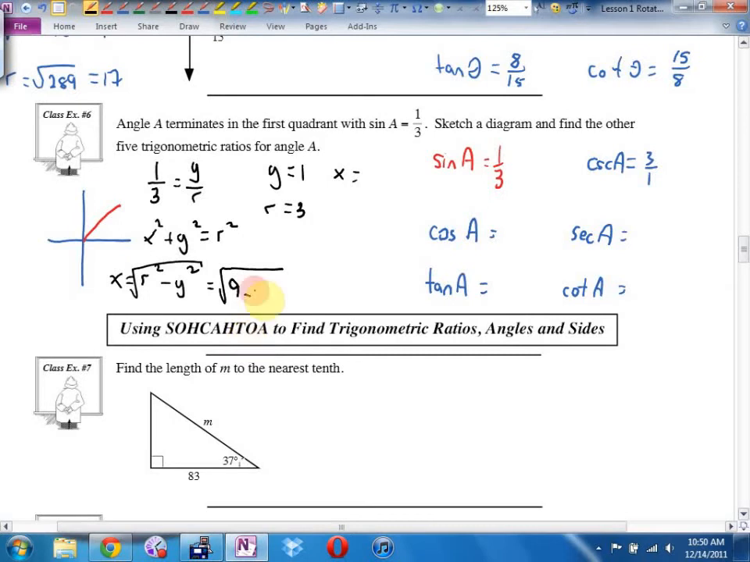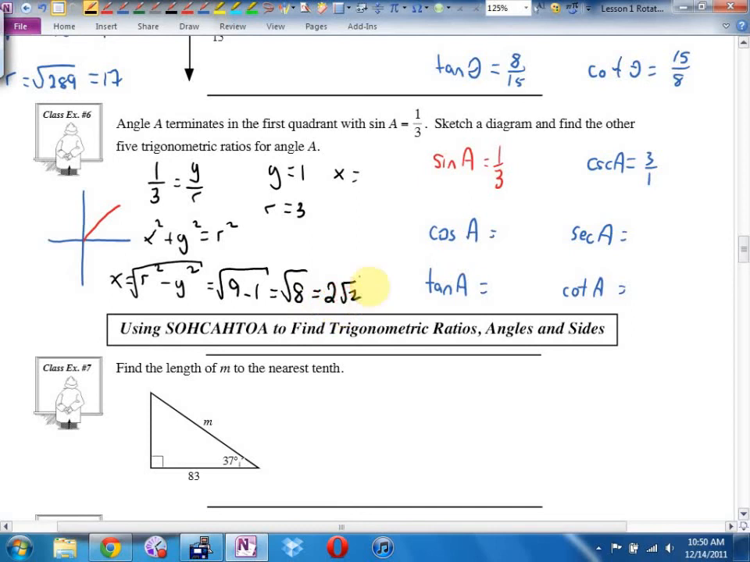We want you to leave it like that. I don't want decimals. I want exact values. Well, I don't quite want you to leave it like that. We're actually going to ask you to write it as 2 root 2. Put your pencils down. Look up. You're going to be asked to simplify square roots.